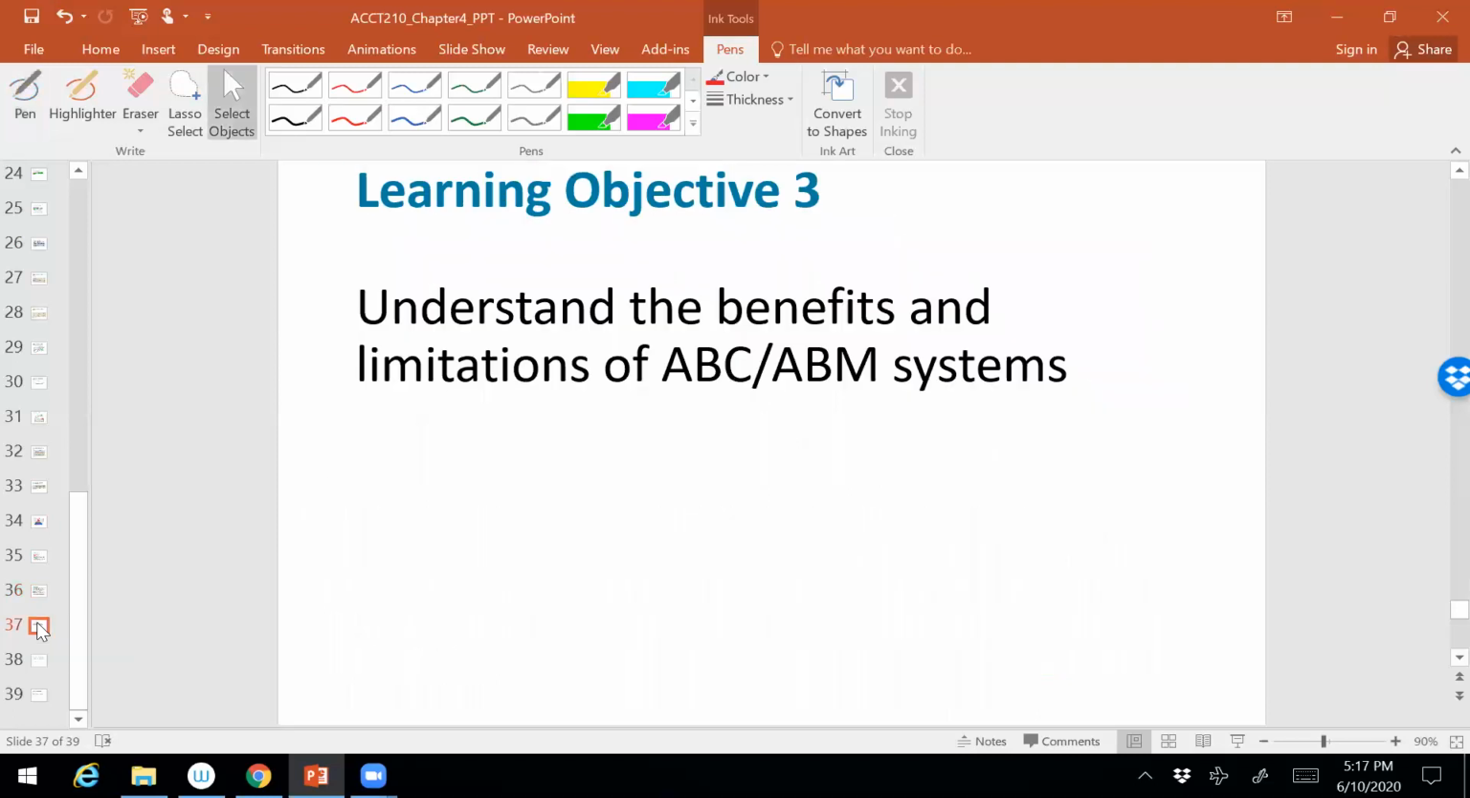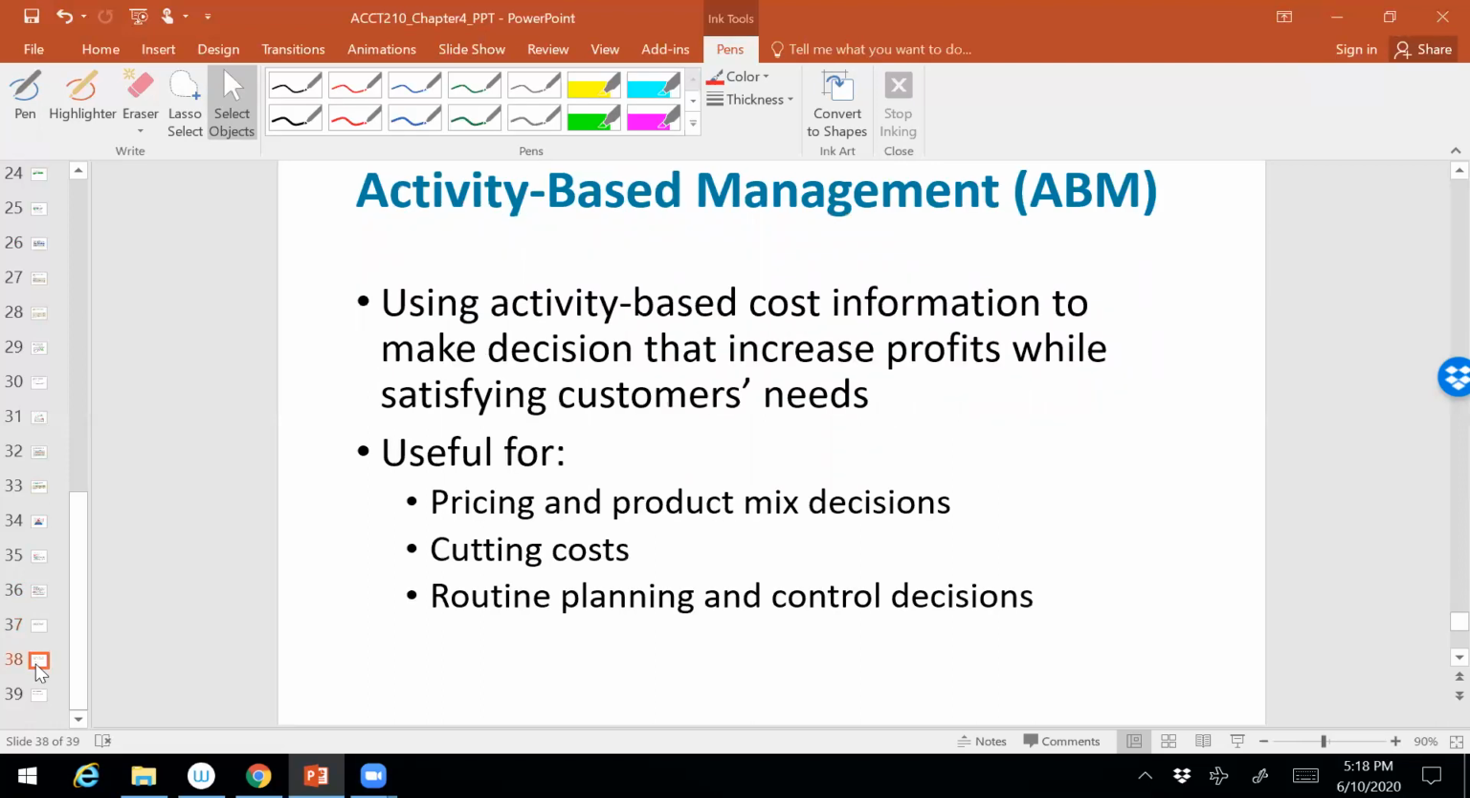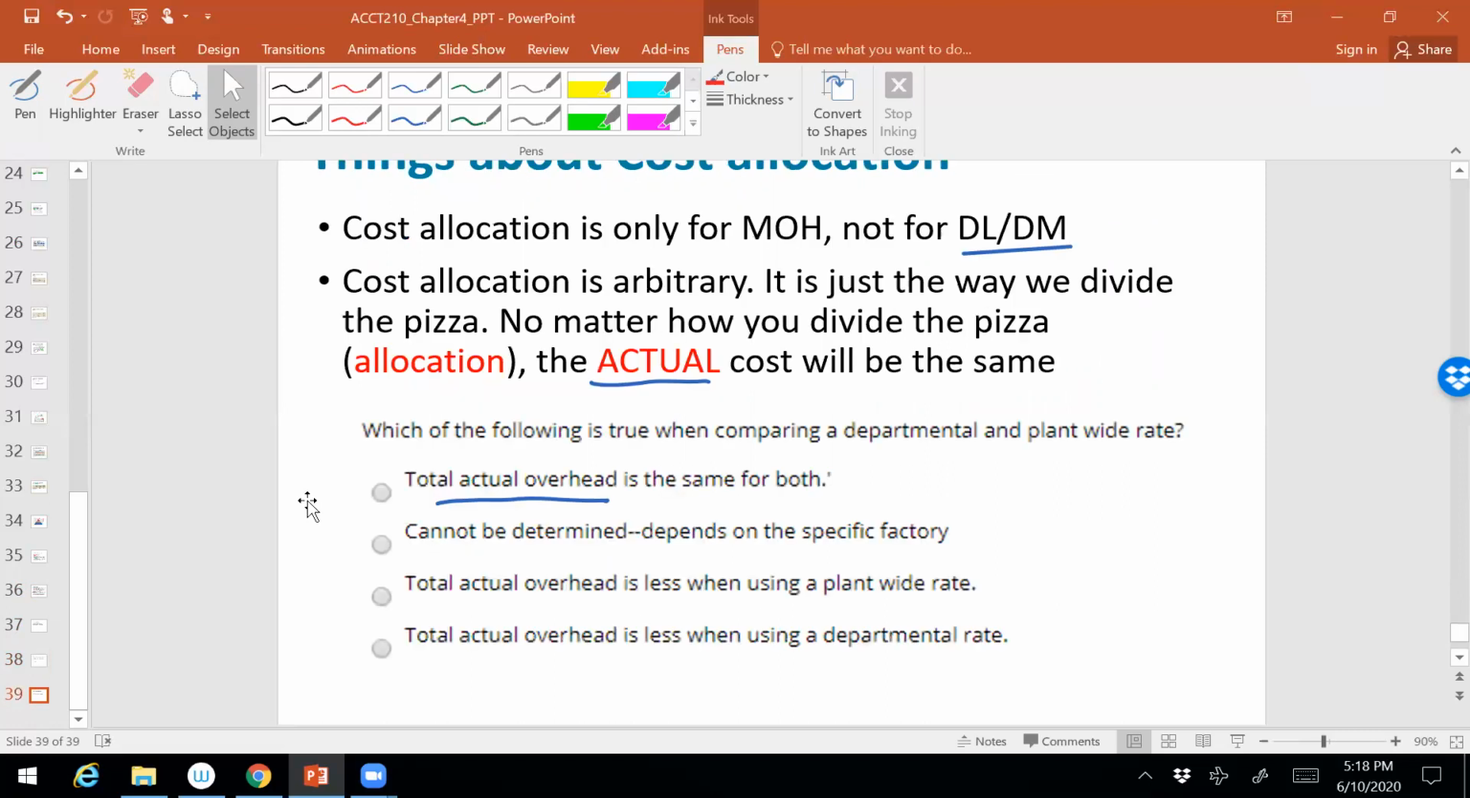Learning objective 3, talking about benefits and limitation. I'm not going to talk too much detail. Make sure you read the textbook, get a general idea in case you will have a multiple choice. Good thing is, it's more accurate, and then we can use it to price our product, to cut the cost, and then have good control. I talked about this when we first talked about the departmental level.